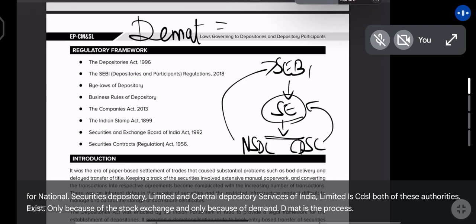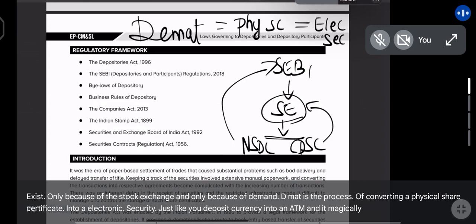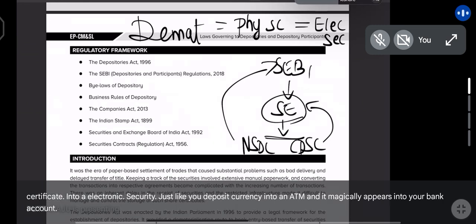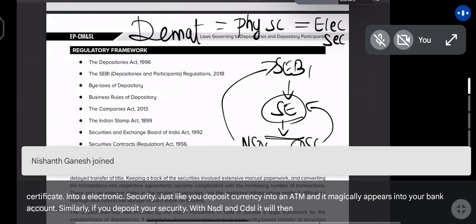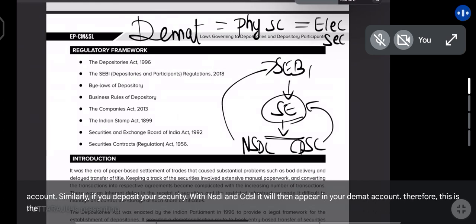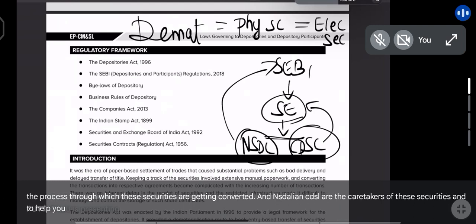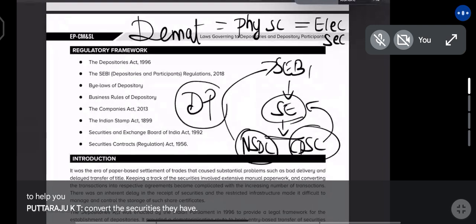DMAT is the process of converting a physical share certificate into an electronic security. Just like you deposit currency into an ATM and it magically appears in your bank account, similarly, if you deposit your securities with NSDL and CDSL, it will then appear in your DMAT account. Therefore, this is the process through which these securities are getting converted, and NSDL and CDSL are the caretakers of these securities, and to help you convert these securities, they have certain intermediaries called depository participants.